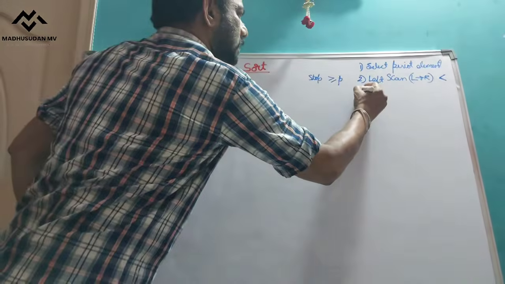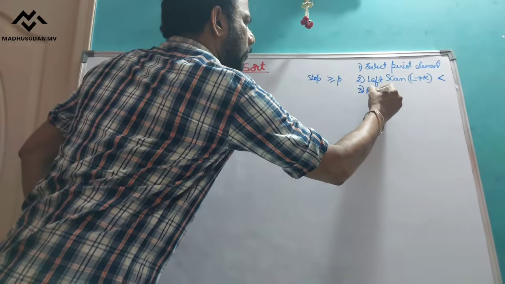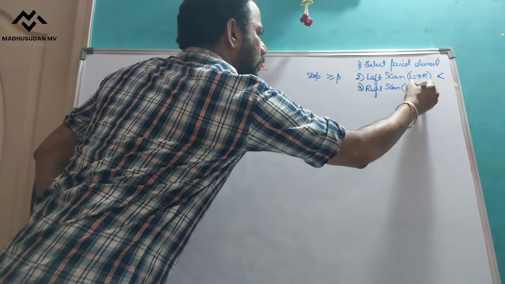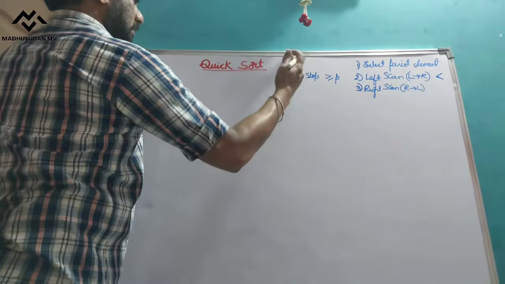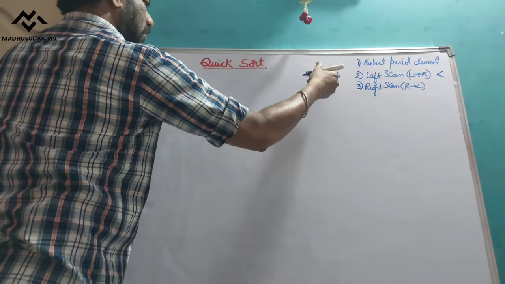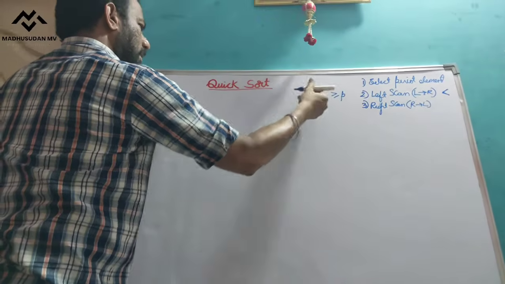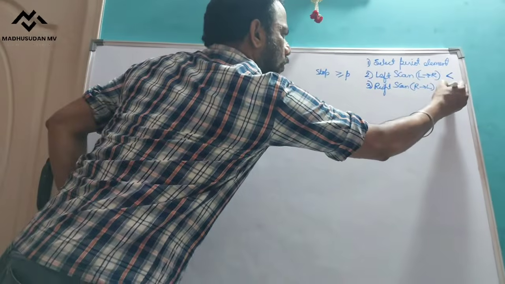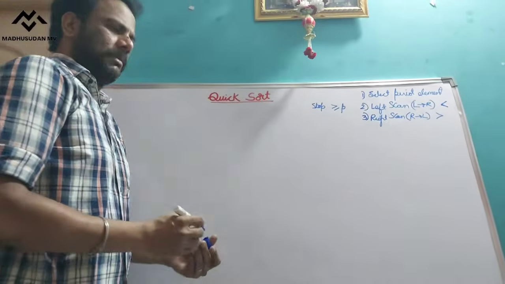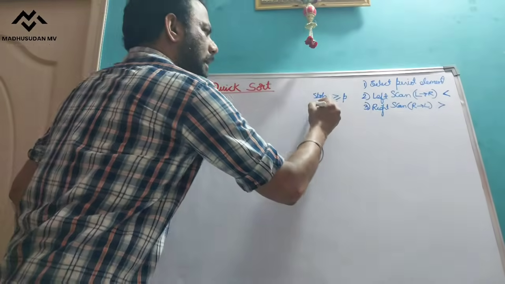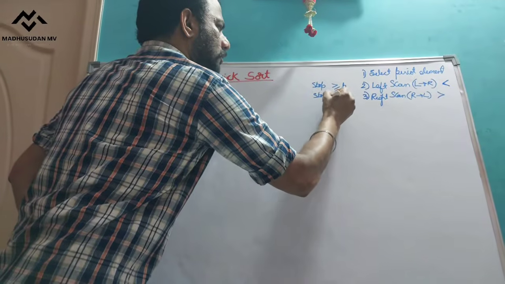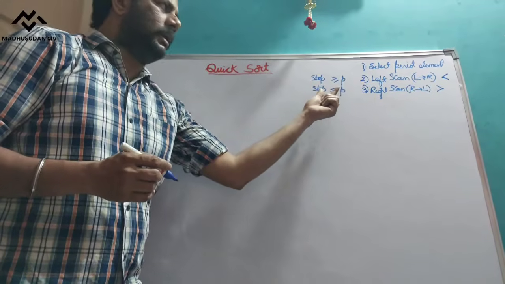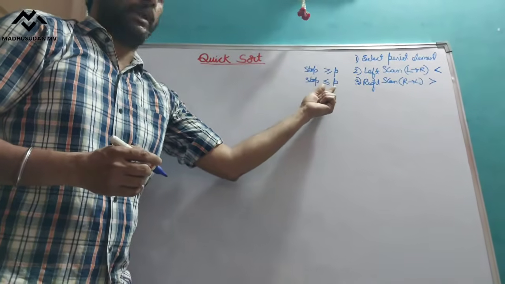After stopping the left scan, we perform the right scan. In the right scan, we move from right to left. Suppose this is the given array; we start from here and move like this from right to left. This is the third step. During the right scan, we are looking for elements greater than the pivot element. If we find an element lesser than or equal to the pivot, we stop the right scan.